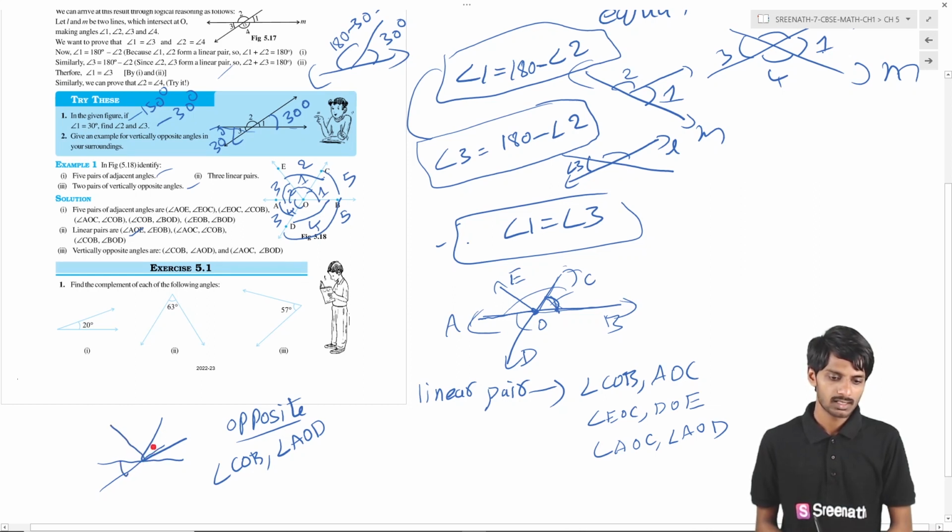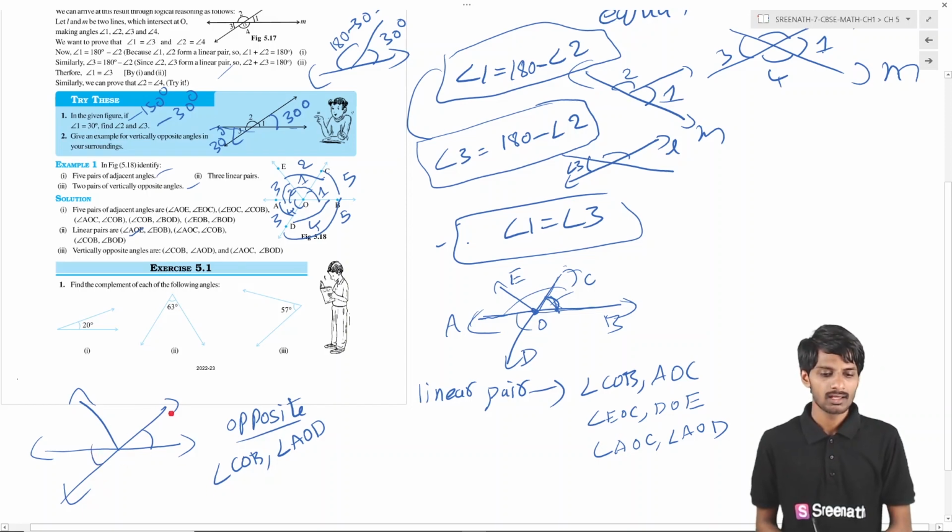So this, and wait a second, students. So this is the thing. Next thing is this line. Okay students, so this and this are the opposite angles.